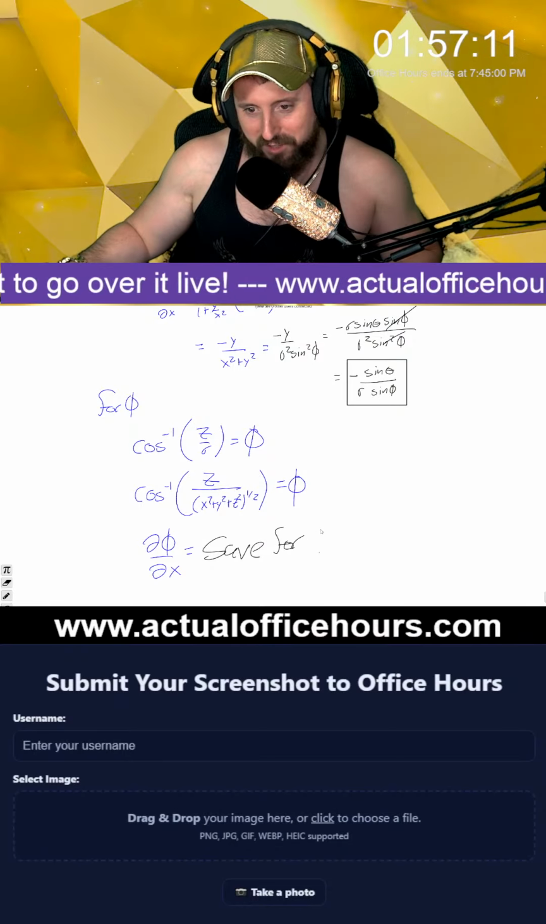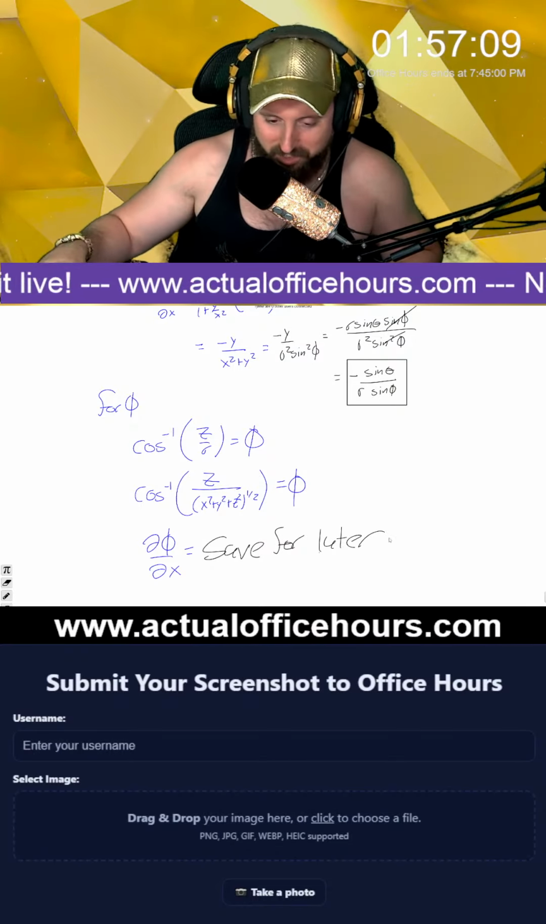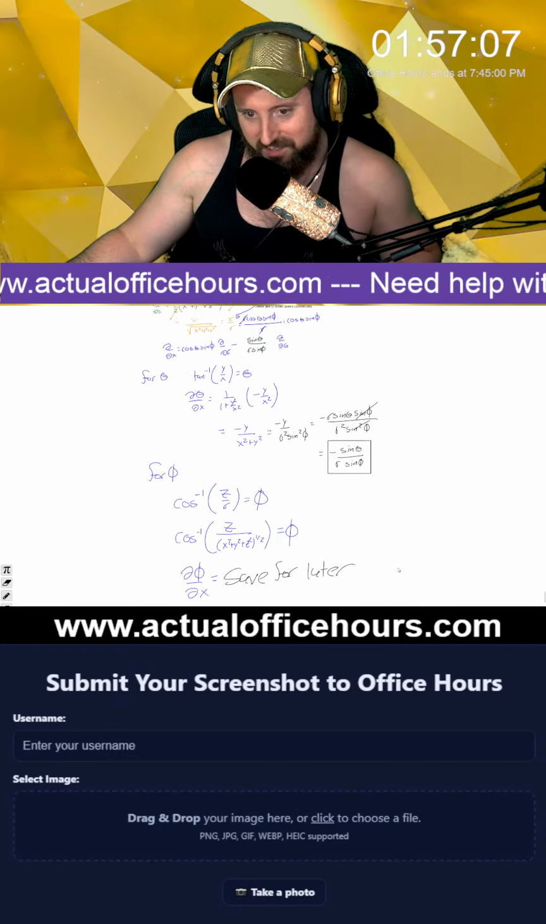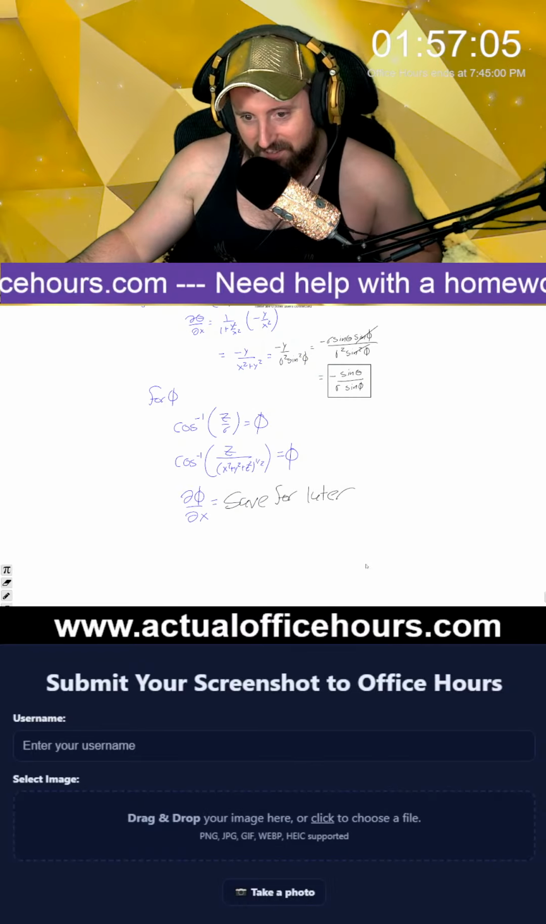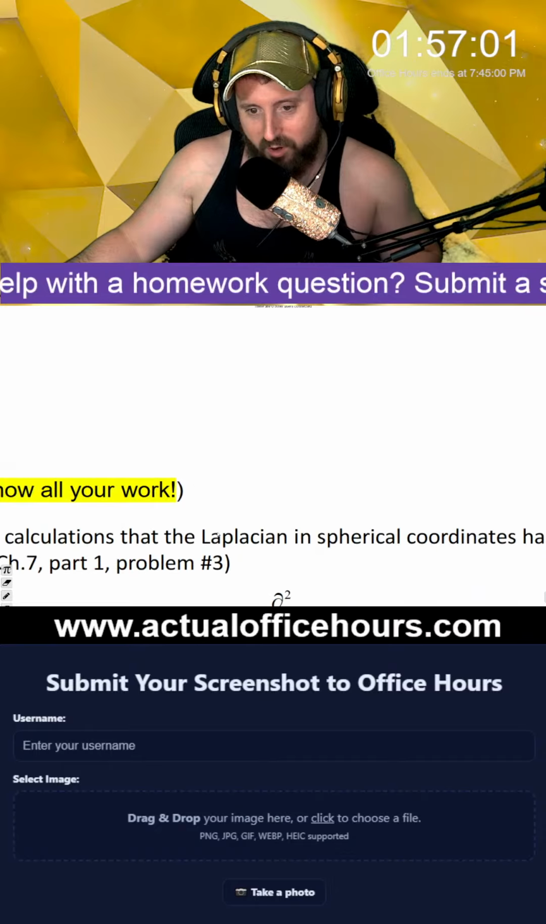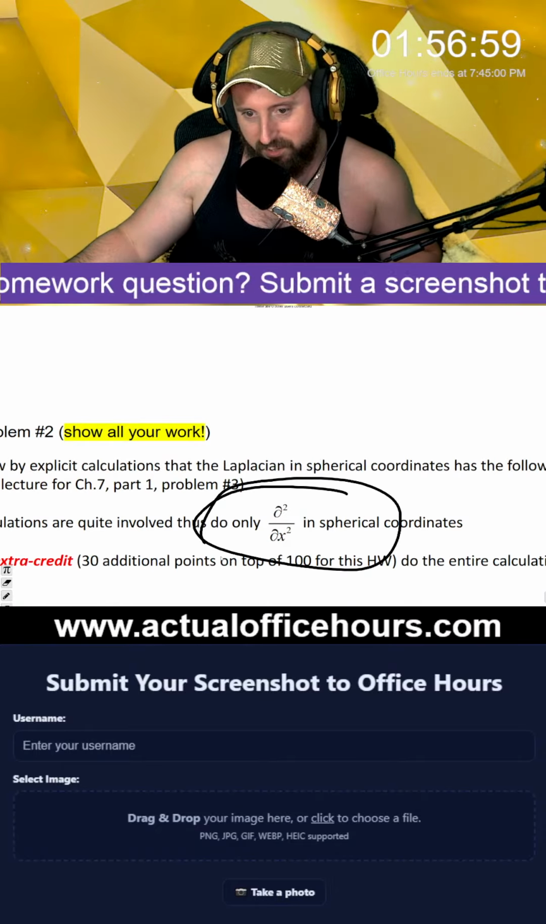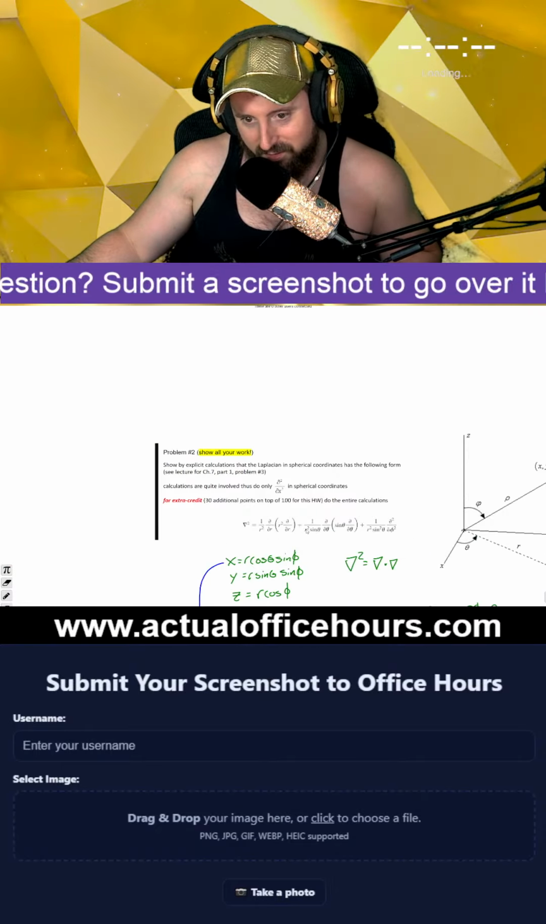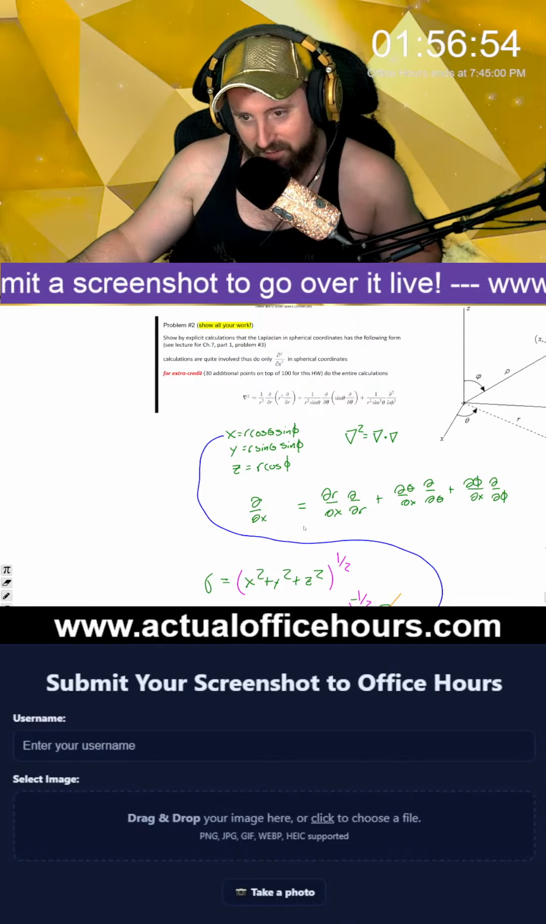I'm gonna save this for later because the queue's already at 12 questions. This would then you have to do this again, but luckily the question said only do delta squared delta x squared. Yeah, that's what I'm saying. But you're only on the first derivative so far.